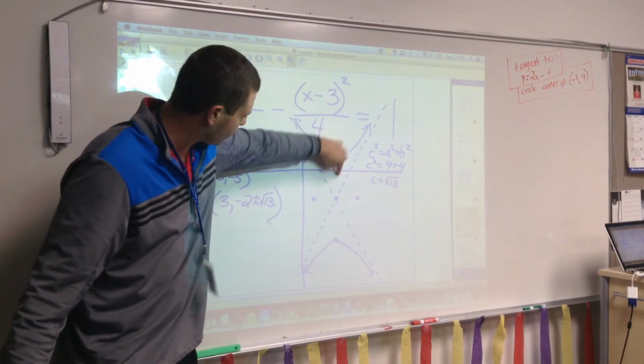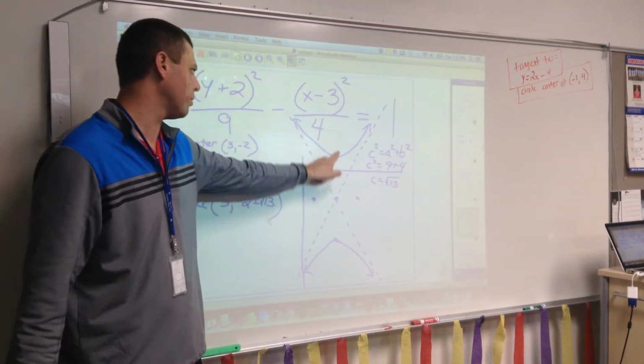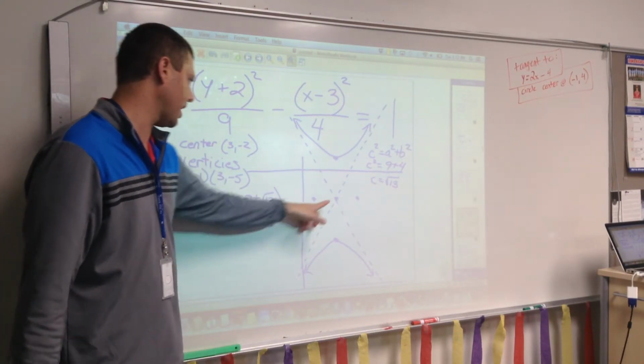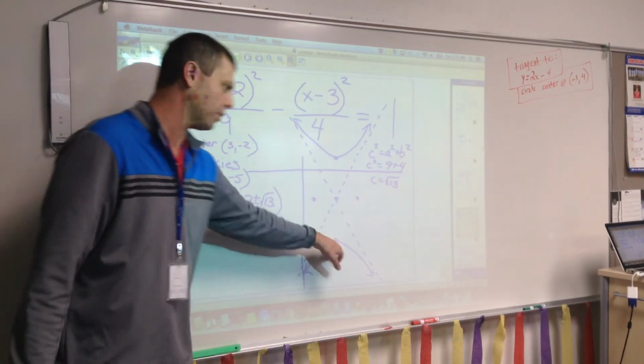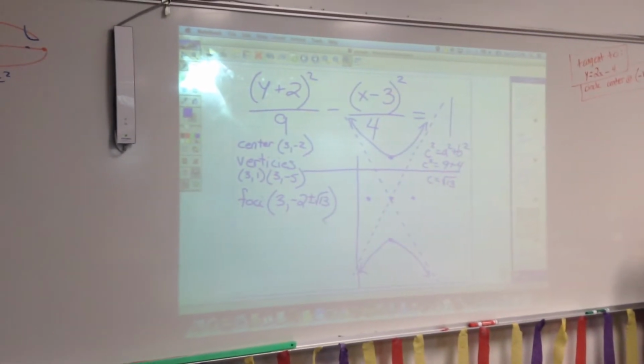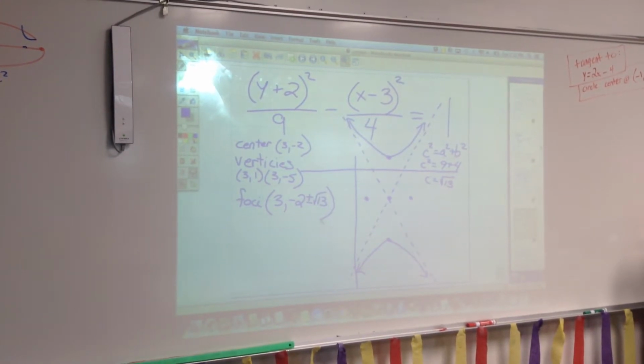Because my center is at 3, -2, and then I need to add the square root of 13 to get to one focus from -2, and then I need to subtract the square root of 13 to get to the other focus, the one that's down here. So it's kind of my shorthand way of writing both coordinates. I just write them into one there. So I got my center, I got my vertices, I got my foci.